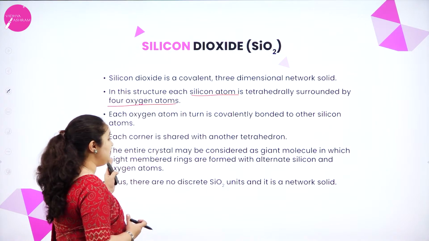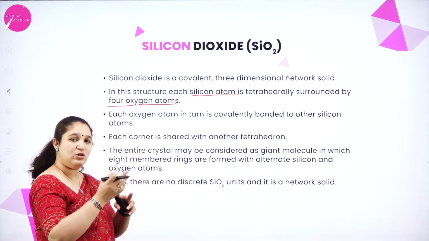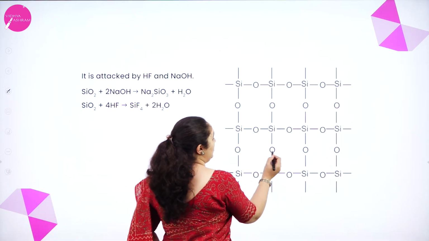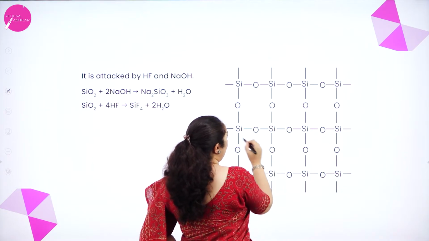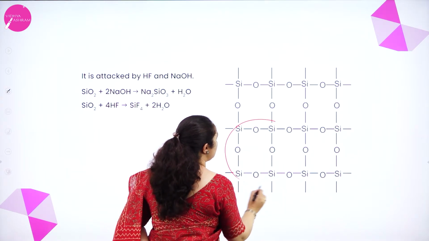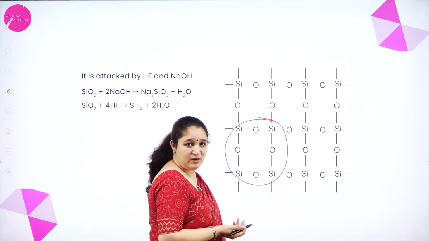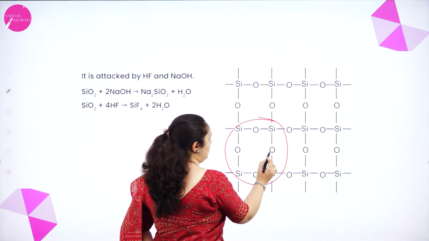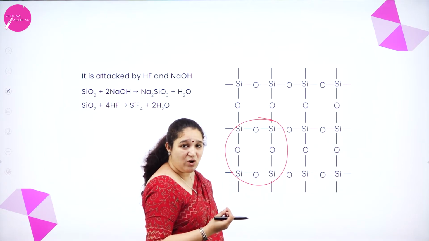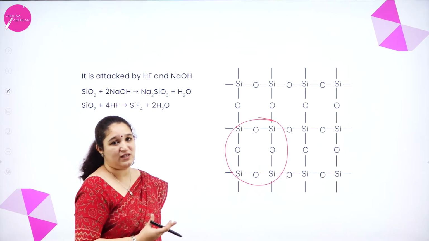Okay, so it looks like a giant molecule, an 8-membered ring in which silicon and oxygen alternate, which you can see here. Here you can see silicon with 4 oxygen atoms. All the 4 oxygen atoms are again bonded to silicon atoms. If you take one ring, for example this one, you count 1, 2, 3, 4, 5, 6, 7, 8. It is an 8-membered ring, alternating silicon, oxygen, silicon, oxygen. That's why we call it a network solid. SiO2 alone as a single molecule does not exist.